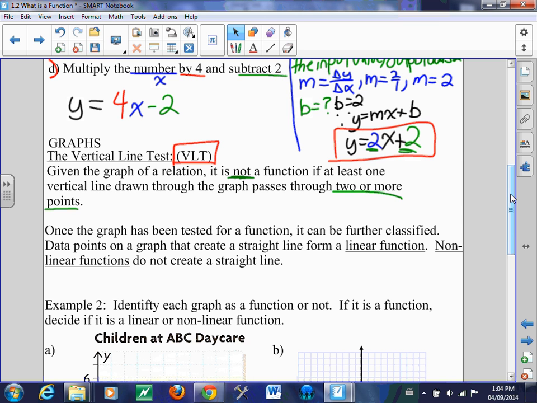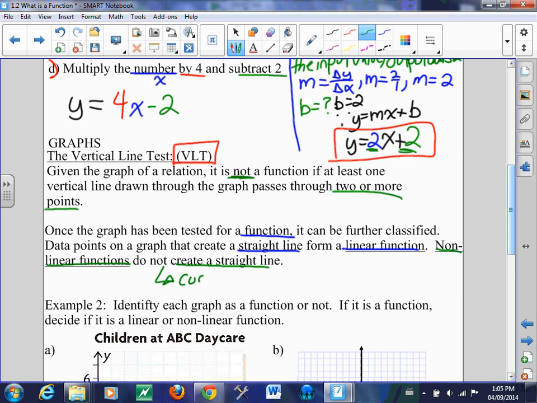Once we've tested that it's a function, once we've said yes, this is a function, then we can discuss if it's going to be a linear function. Remember, a linear function is when you've got a straight line, and a non-linear function means it is not a straight line. So in most cases, it's going to be curved or broken up. In most cases, it's a curved line.